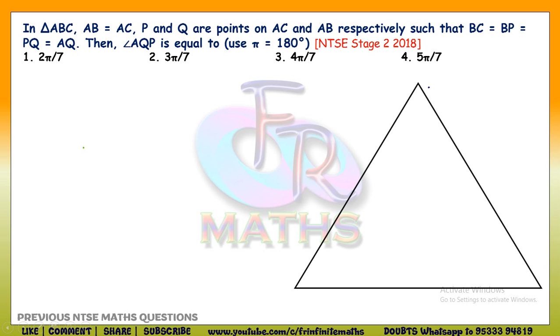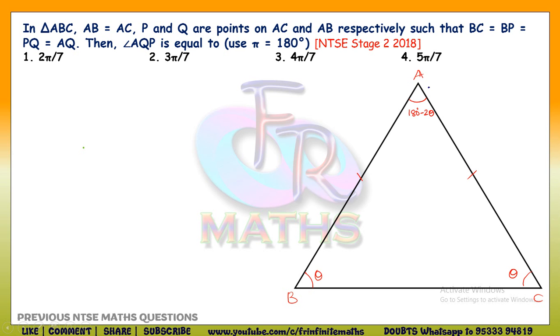So in triangle ABC, AB is equal to AC. Let us consider this triangle as triangle ABC, right? Next, AB is equal to AC is given. That means this side length is equal to this side length. When these two sides are equal, their opposite angles are equal. So let these angles be theta. Then automatically this angle will be 180 degrees minus 2 theta. Right.